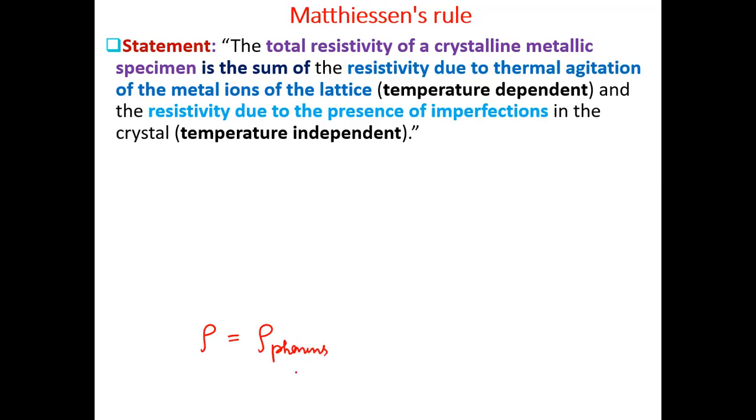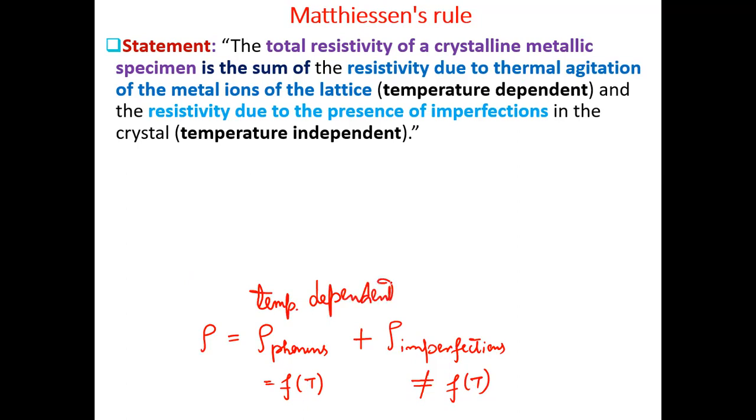phonons, and this is a function of temperature. So this is temperature dependent, plus another component is due to imperfections, impurities, etc. And this is not a function of temperature. So the empirical rule is that the resistivity of a metallic specimen can be divided into two components: one, temperature dependent, and another, temperature independent. This statement is called Matheson's rule.